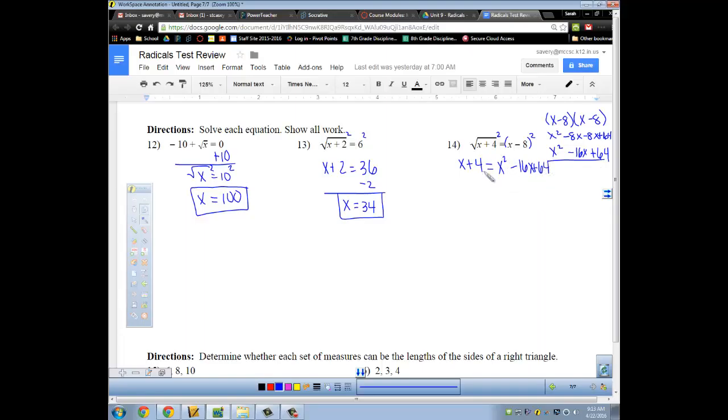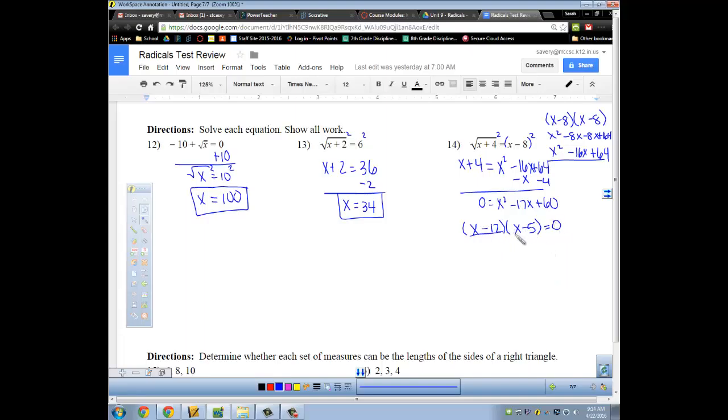Now I'm going to combine like terms, so I'm going to subtract this x over and the 4 over to get 0 equals x squared, negative 16x minus x is negative 17x, 64 minus 4 is 60. And then I want to think, what two numbers multiply to 60 and add to get negative 17? Well, that's negative 12 and negative 5. So I got x minus 12 and x minus 5.